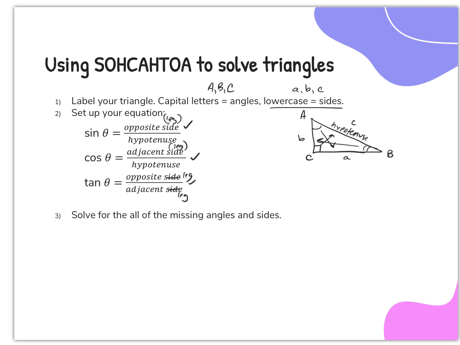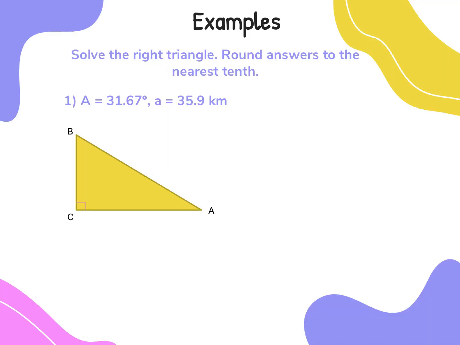And again, when you're solving, you're going to find all the missing angles, which is going to be angle A and angle B, and then all the sides, which could be little a, little b, or little c, depending on what you've been given. So when I come over here to this example, it says solve the right triangle, round answers to the nearest tenth. Now notice they labeled angles A and B differently than me, but they still refer to the two acute angles, and the right angle is still angle C.